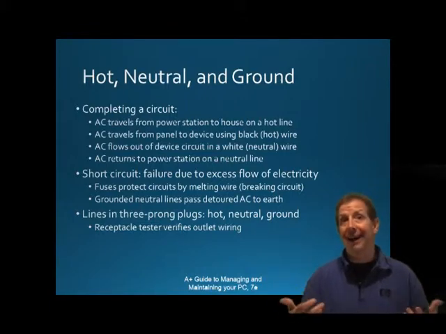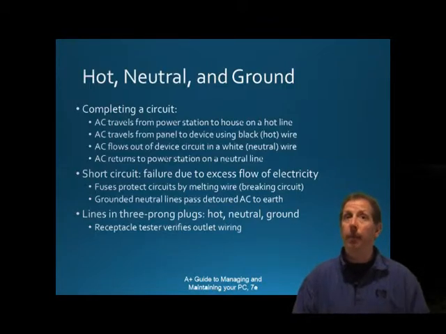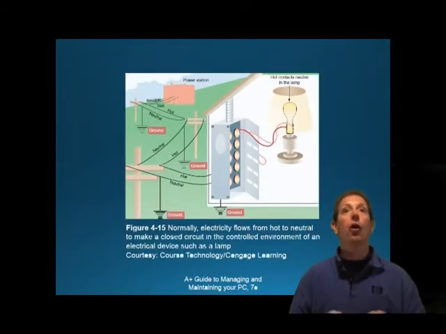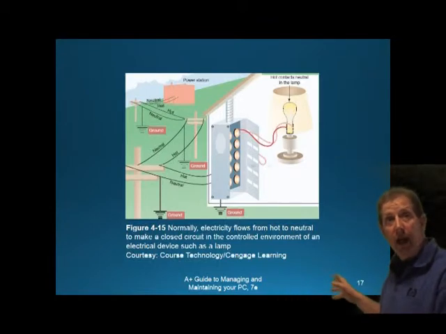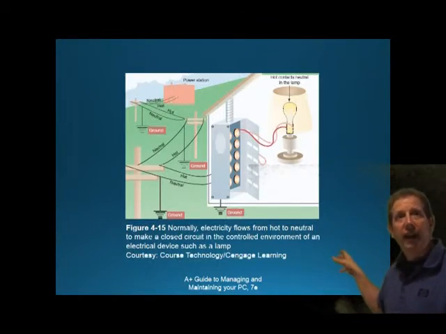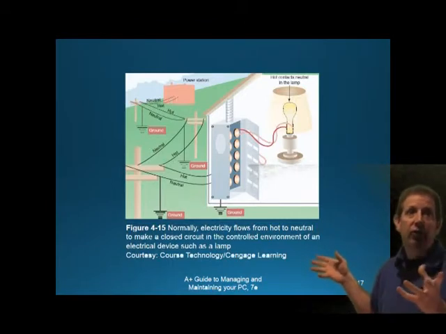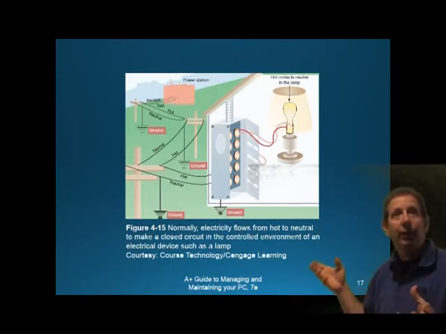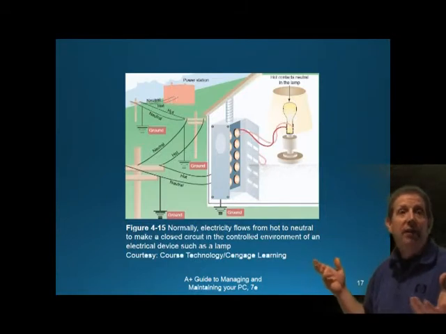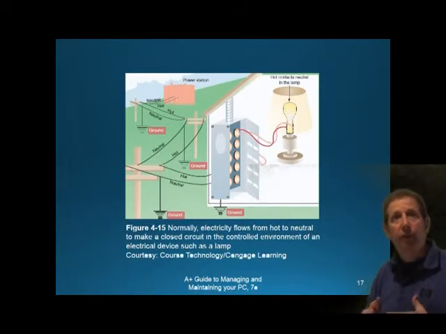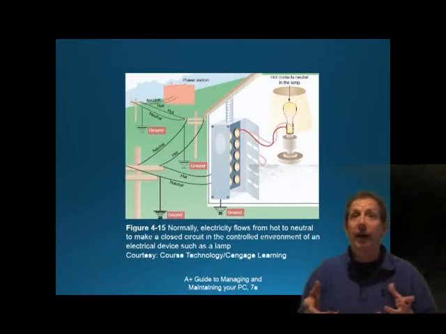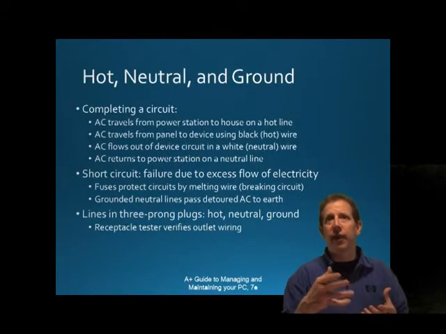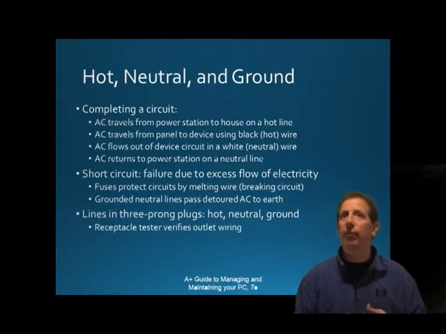Now we need to talk about the hot, neutral, and the ground. When AC comes from the power source at the power station to your house, it travels on the hot line and completes the circuit from your house back to the power source on a neutral line, as shown here behind me. Now, when the two lines reach your house and enter an electrical device, such as a lamp, electricity flows through the device to complete the circuit between the hot line and the neutral line. The device contains resistors and other electrical components that control the flow of electricity between the hot and the neutral lines. Now, in a controlled environment, the hot source then seeks and finds a state of rest by returning to the power station on the neutral line.